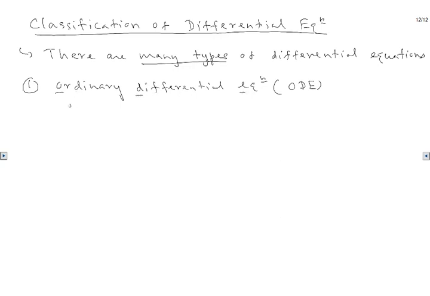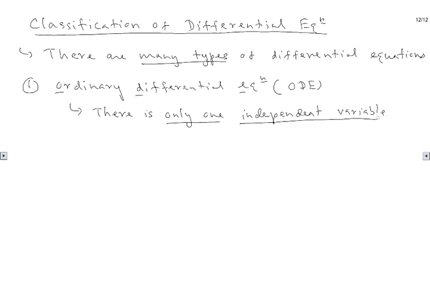So what are they? In an ordinary differential equation, there is only one independent variable. That's the major property.